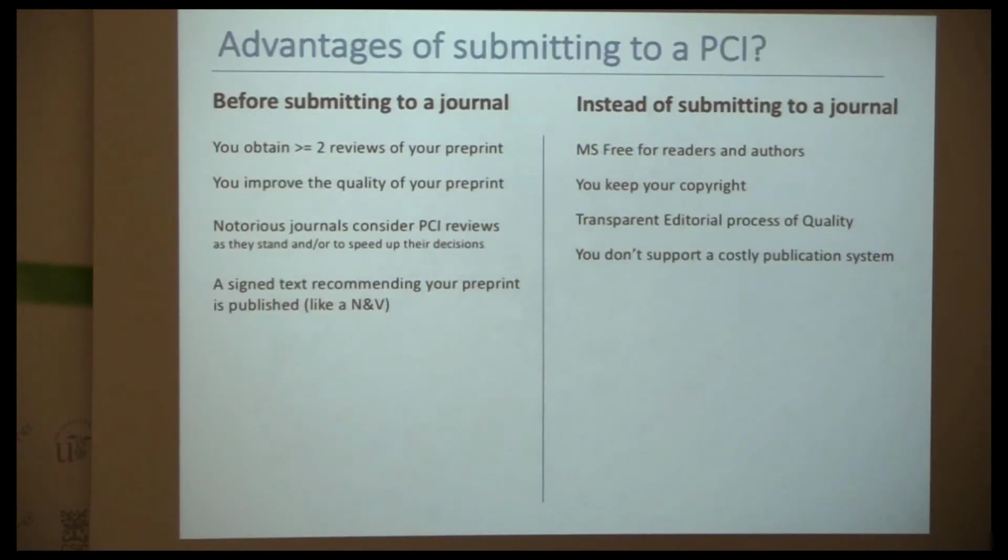So let me try to summarize the advantages of submitting to a PCI. If you submit before submitting to a journal, you obtain 2 reviews of your preprint, and you can improve its quality before submitting it to a journal. So if you have a good manuscript and you want to publish it in a big journal, you can use PCI as pre-review to increase the quality. Notorious journals, I will tell you more about that, consider PCI reviews as they stand or use them to speed up their decisions. And you also have a signed text recommending your preprint, like a News and Views, which is quite nice and could be written by highly recognized recommenders.